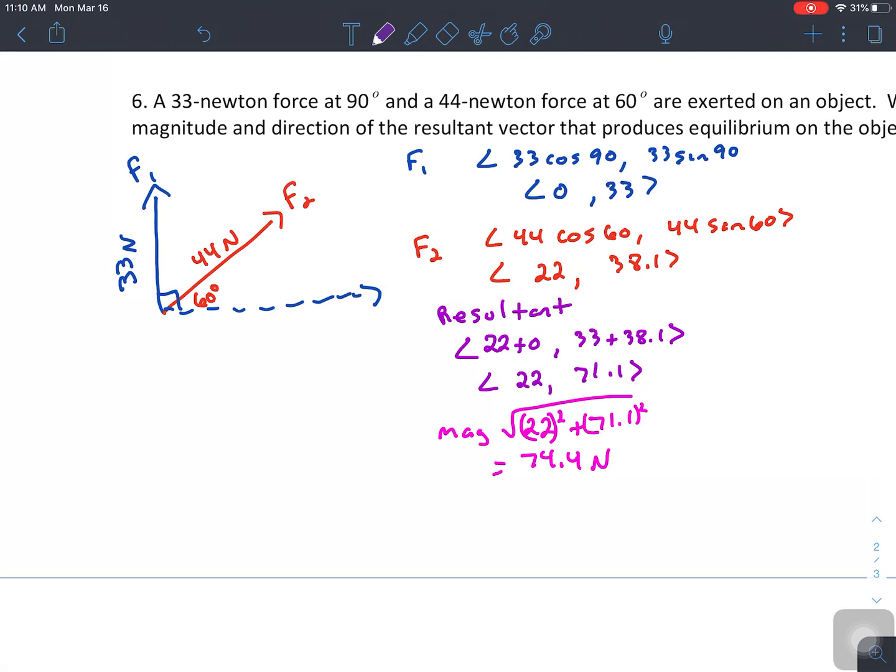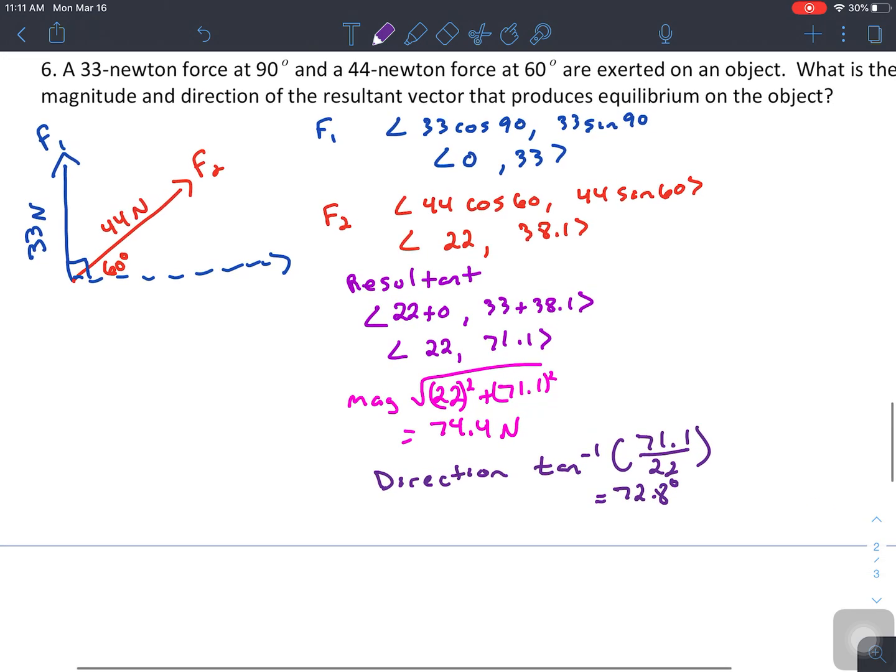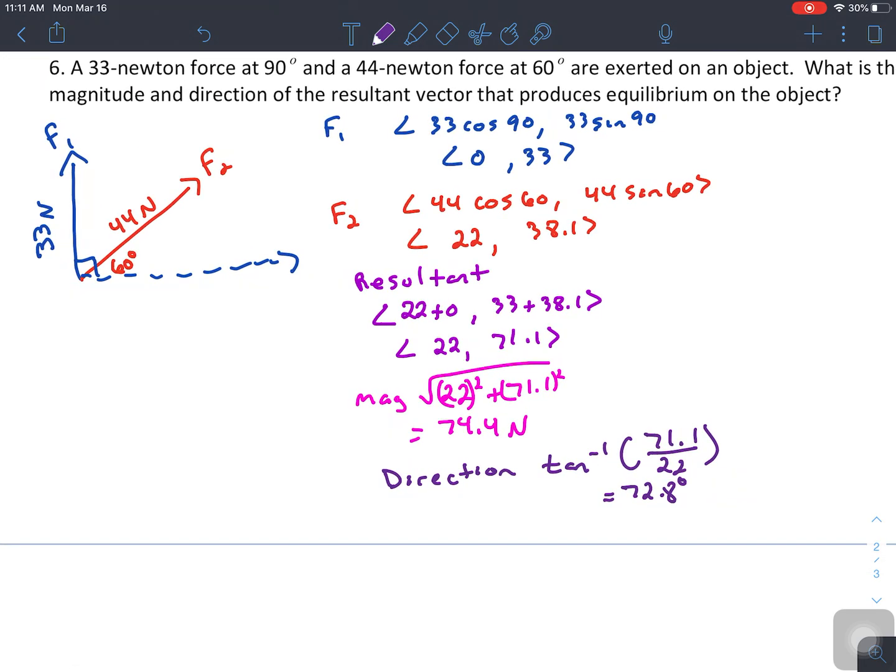Okay, then find the direction. The direction is going to be tangent inverse of 71.1 over 22, which is 72.8 degrees. Okay. So, big thing to note here, again, what quadrant this is in. This is in the first quadrant.